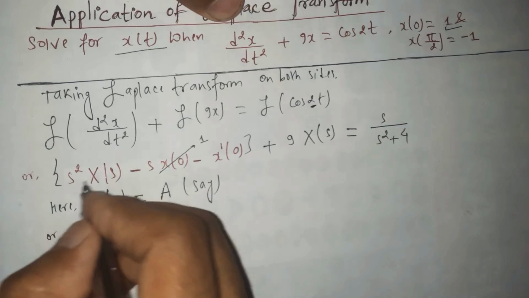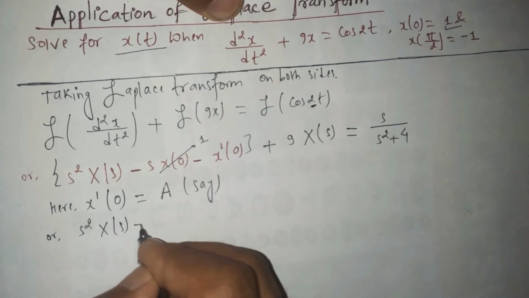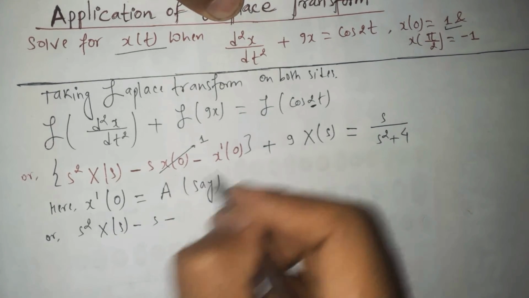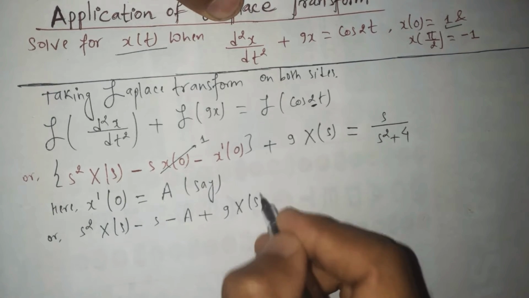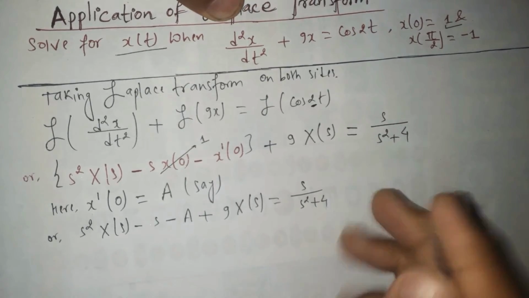This will be s square X of s minus 1 times s, which gives s, minus A, plus 9 X of s equals s over s square plus 4.